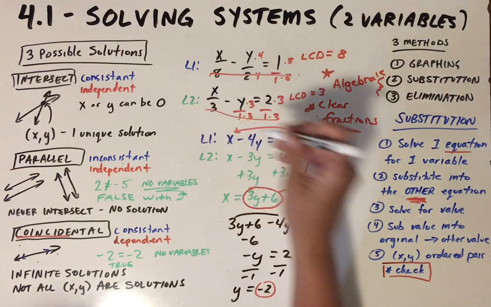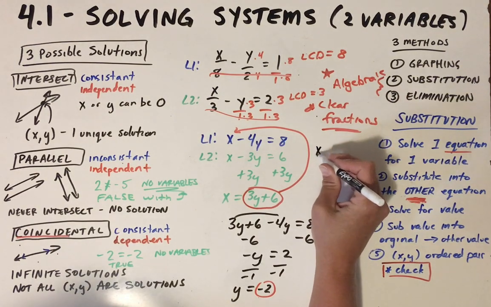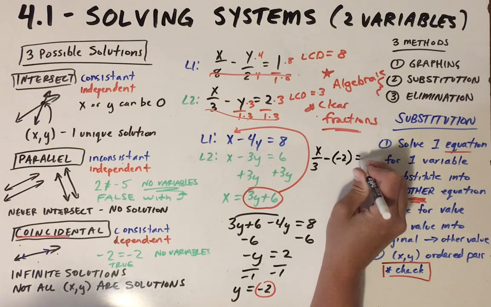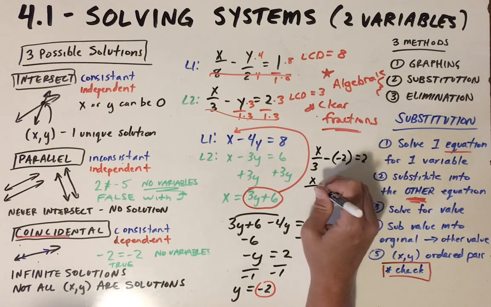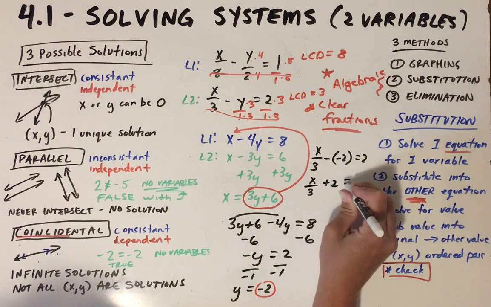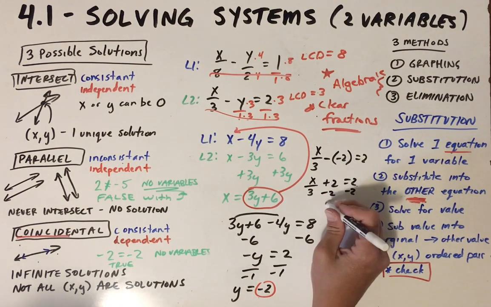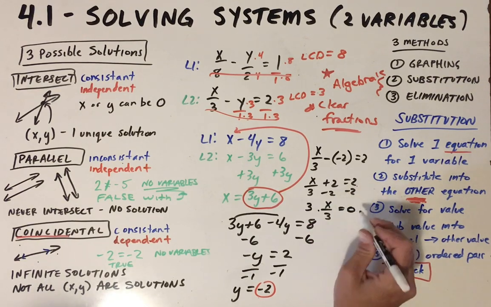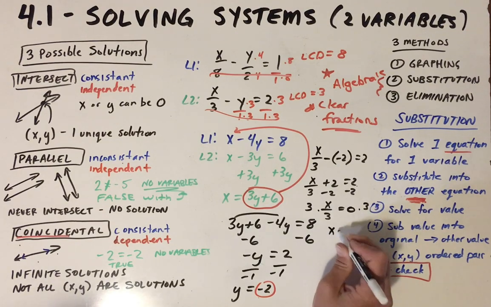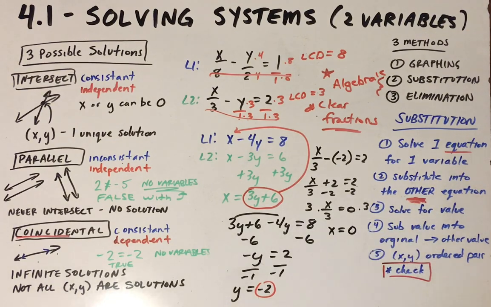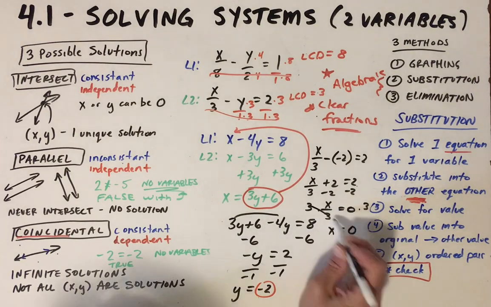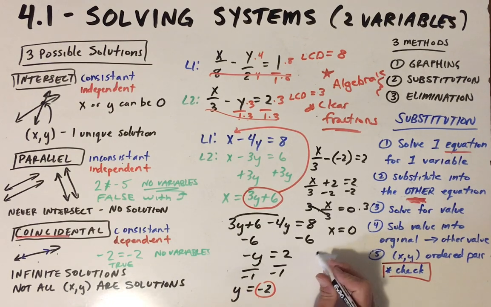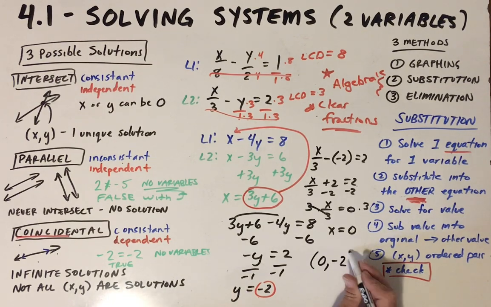I'm going to plug it into line 2 here, so I'm going to say that x over 3 minus y, which in this case is negative 2, equals 2. Well, that means that x over 3 plus 2 is equal to 2, so I'm going to subtract 2, and I get that x over 3 is equal to 0. To get rid of that 3, I'm going to multiply both sides of the equation by 3, and that means that x is 0, which is fine. x can be 0. Again, anything times 0 is 0, so x is 0. So this is the x coordinate of my solution, and this is the y coordinate of my solution.